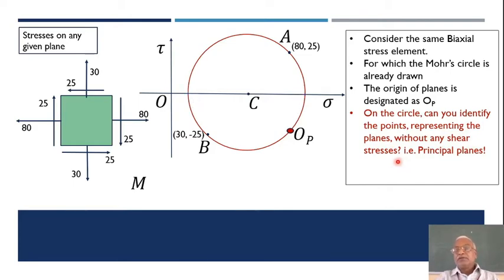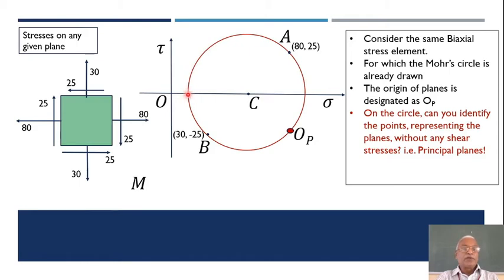Every point on the circle represents some plane, right? If you take point A itself, there is a normal stress of magnitude 80 represented along the x-axis, and there is a shear stress represented as the y coordinate because it is tau, right? Now if you go on moving this point, here also there is a maximum shear stress, but there is some normal stress, and if you come down here, both the stresses are getting reduced.